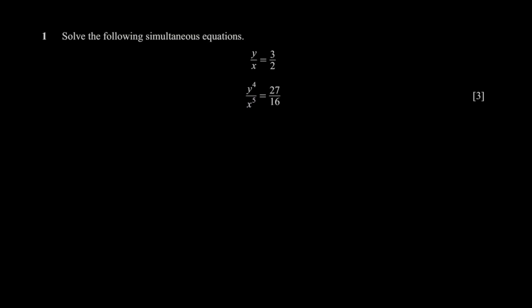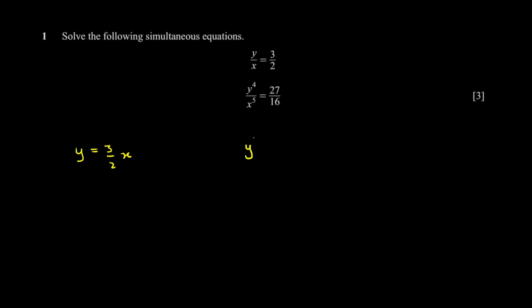All right, question 1. Solve the following simultaneous equations. So we've got this equation here and this one here. I'm going to start by rearranging equation 1 to get y is equal to 3 upon 2 x, and I'm going to try to substitute that into equation 2. But before I do that, I'm going to rearrange equation 2.